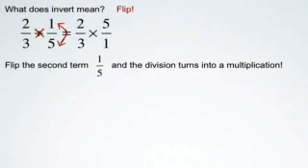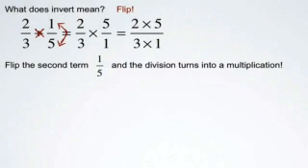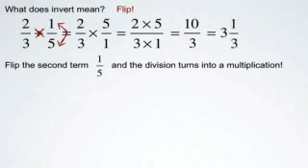So the question now becomes 2/3 times 5/1. Applying our rule for multiplication, I multiply the numerators and the denominators to end up with 10/3, which is an improper fraction, so then I take the extra step to convert it to a mixed fraction. 3 goes into 10 3 times evenly, with 1 left over. So the answer is 3 1/3.